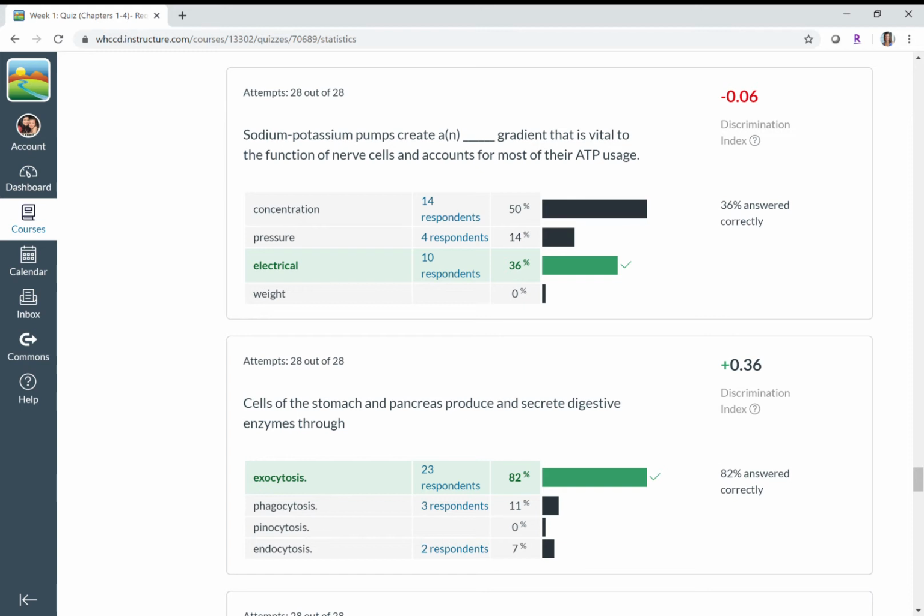And so in order to create this gradient in the first place, because it wants to equal itself out, we have to use ATP. We have to use energy and a sodium potassium pump to be able to get more sodium out to create that gradient. So the electrical gradient is what is vital, and we're going to talk about that in week 4.